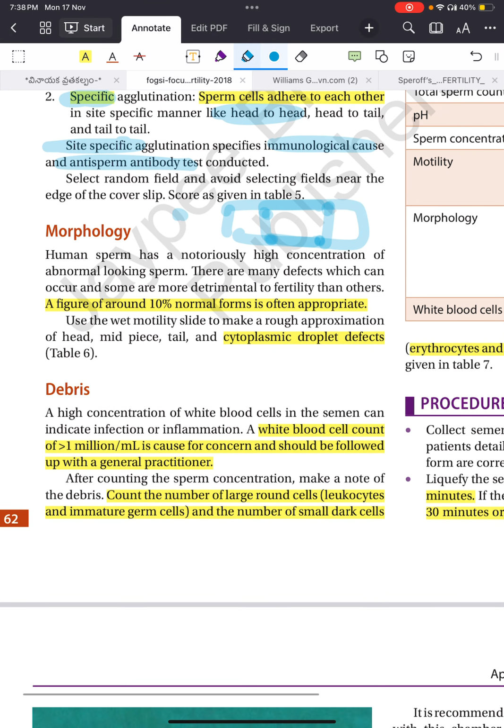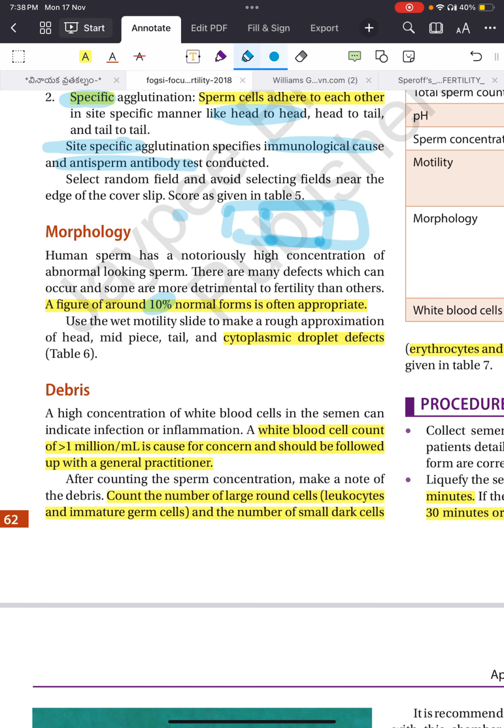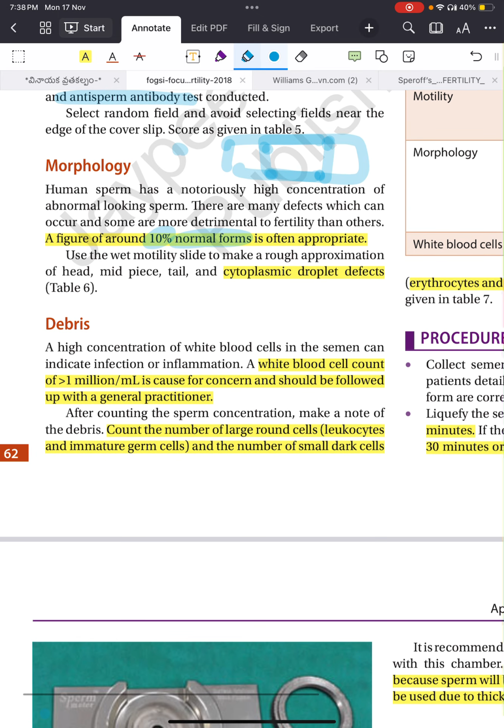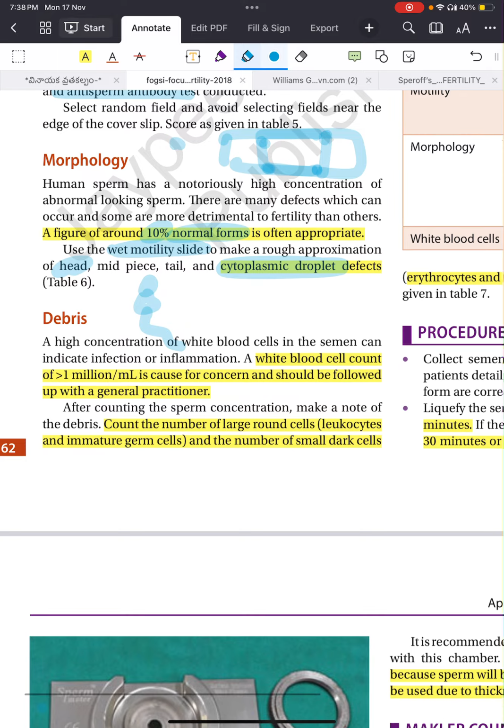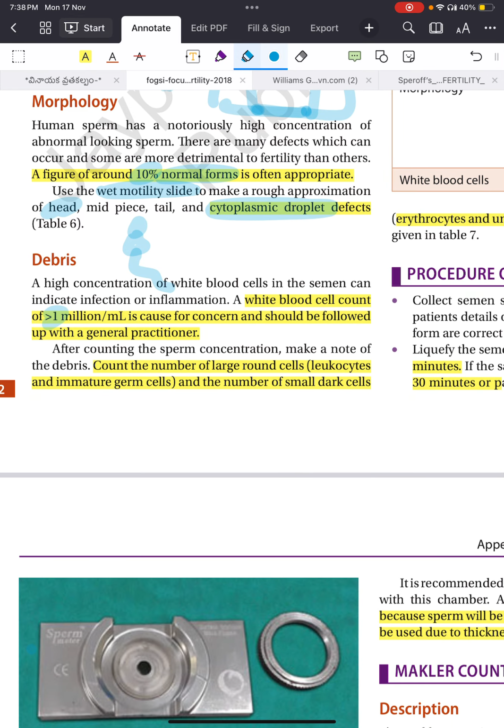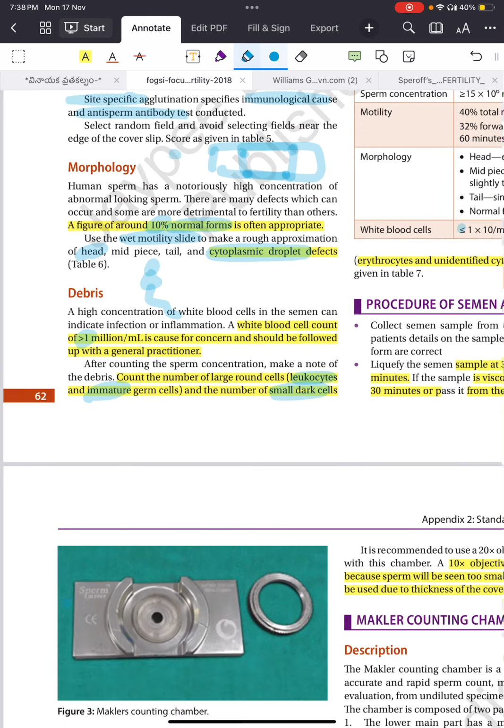Coming to morphology, at least 10% normal forms is good. We see a wet motility slide to make a rough approximation of head, midpiece, and tail. Even cytoplasmic droplet defects can be seen. Coming to debris, if the white blood cell count is more than 1 million per ml, it is a concern and we should check that. We count the number of large round cells, that is leukocytes and immature germ cells, and the number of small dark cells as well.